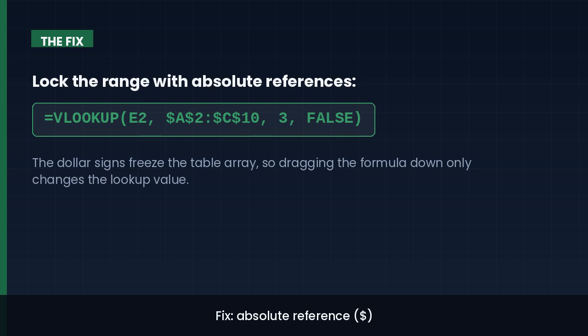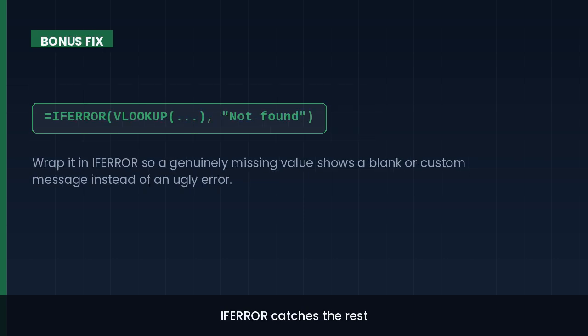The fix is an absolute reference, adding $ signs around your table array, like $A$2 to $C$10. Now when you drag the formula down, the range stays fixed and only the lookup value changes. And if an error can still come up, say, when data is genuinely missing, wrap the formula in IFERROR. So instead of an error, you get a blank cell or a custom message.